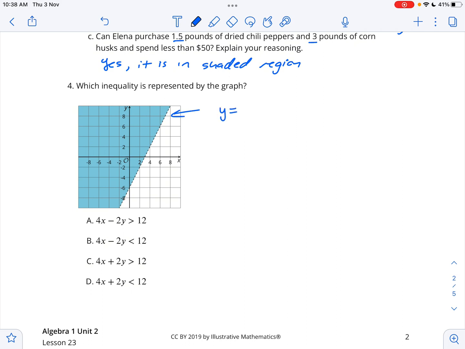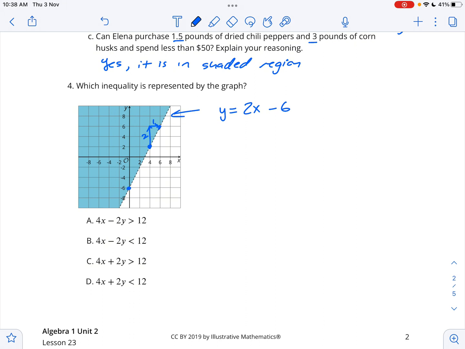So it's going to be y equals, and then my slope. You could pick any 2 points on the line. Let's say I pick these 2 points. I'm going up 2 over 1, so my slope is 2. So it's going to be y equals 2x, and then the y-intercept is at minus 6.